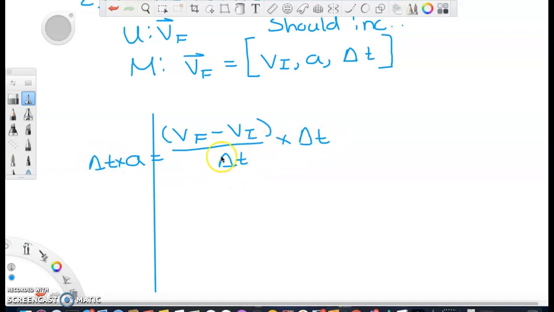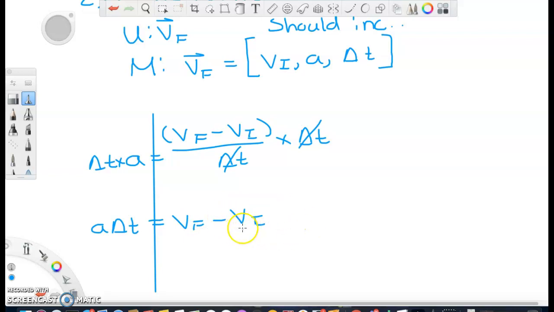Now, whenever I multiply a fraction by the thing on the bottom, so in this case it would be delta t divided by delta t, those delta t's cancel. Anytime you divide a number by a number or a variable by the same variable, they cancel out to equal 1. This produces the equation a delta t is equal to v final minus v initial.